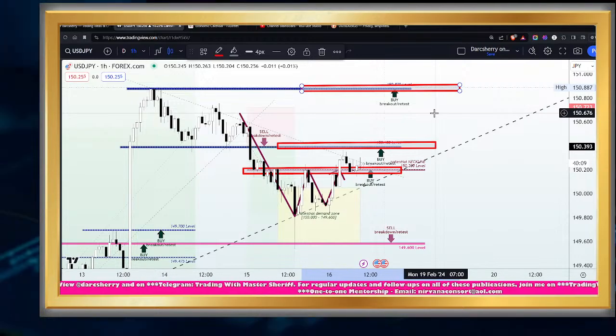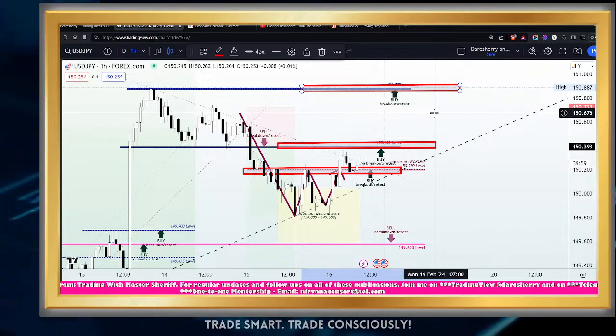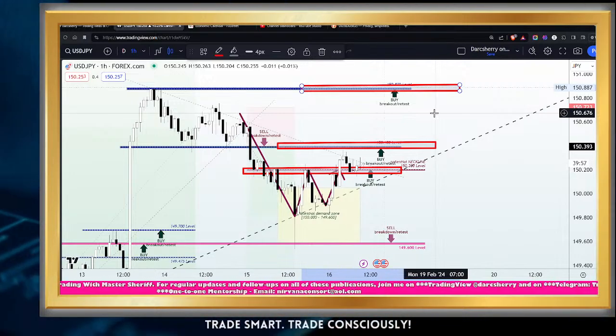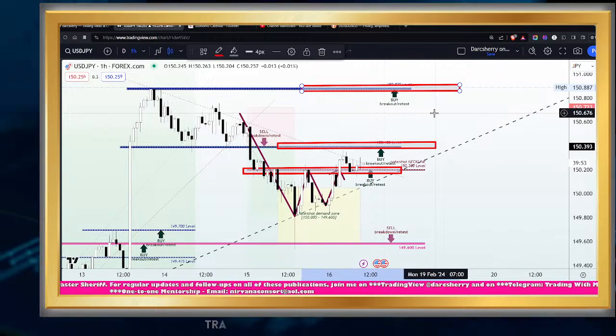However, if sellers try to come into this market and we start seeing signs of selling pressure, I will definitely give you updates on both my TradingView and Telegram platforms. But at this point in time, I want to maintain a bullish bias.